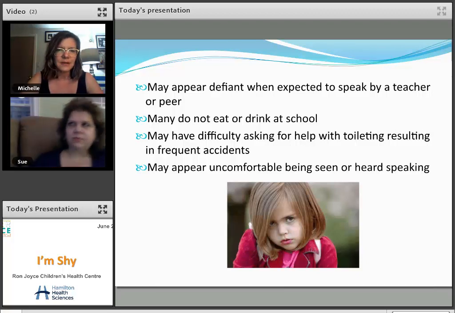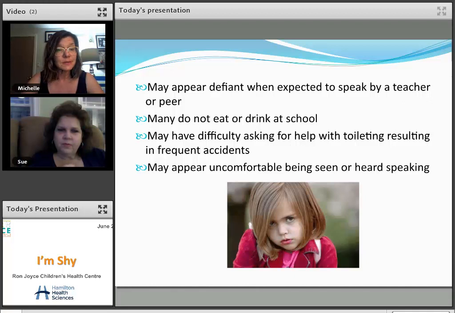They may come across as defiant when expected to speak. For example, they ask, do you want a piece of pizza, and the child doesn't respond. Or when they're asked to come up to address a question, they just shut down and refuse. Some teachers and adults see this as defiance: I heard you talk to your friend over there and now you're refusing. Some children actually don't eat or drink at school or daycare at all.